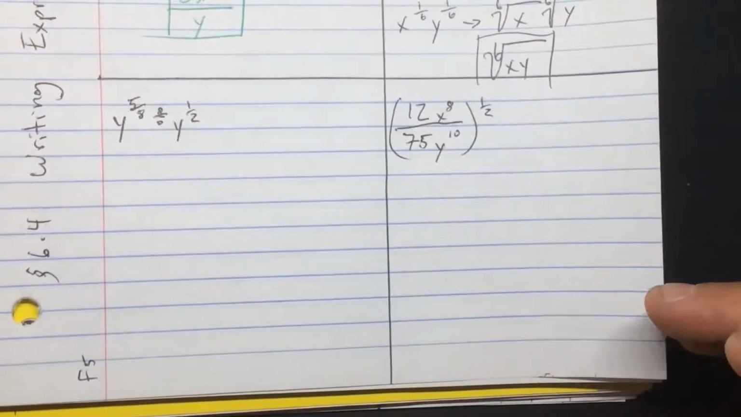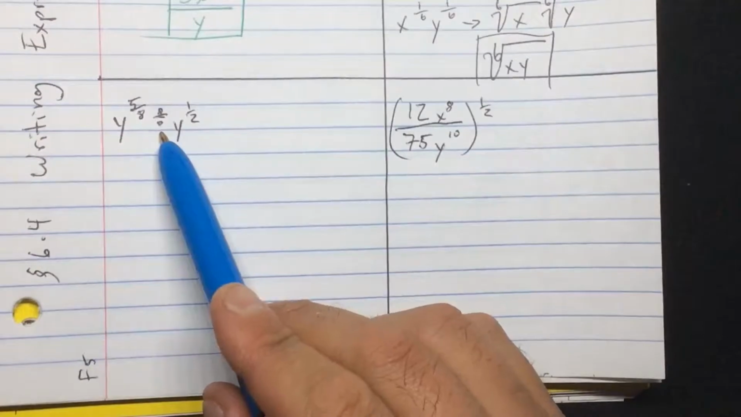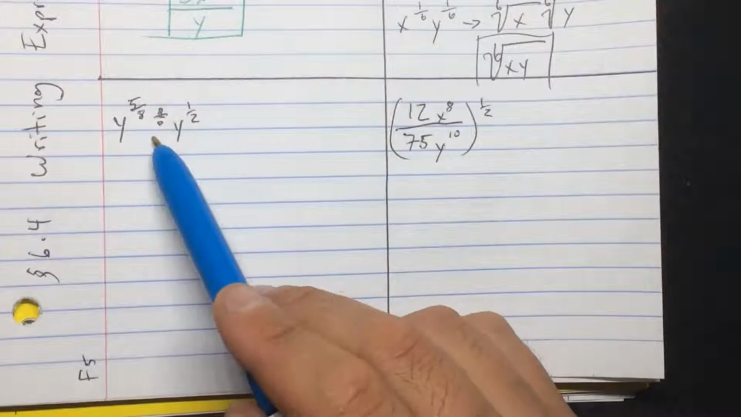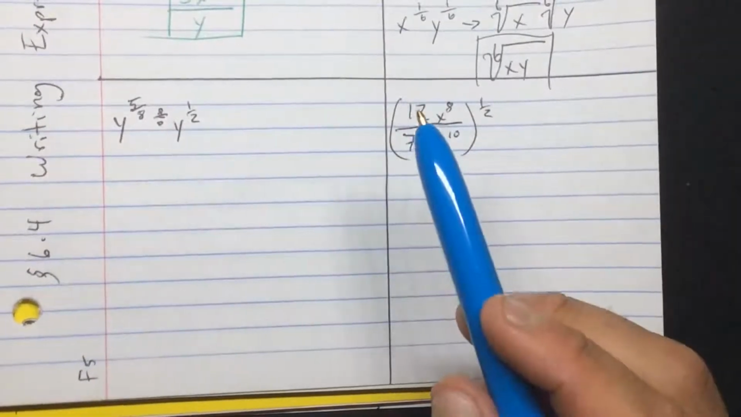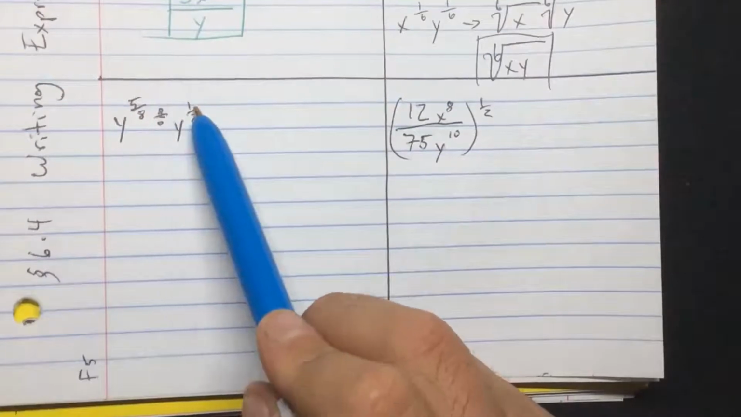I don't know what happened, but this is supposed to be a division symbol. Write it as a division symbol. I think I was trying to write in Japanese or something, but it is a division symbol. So we have y to the 5/8 divided by y to the 1/2.